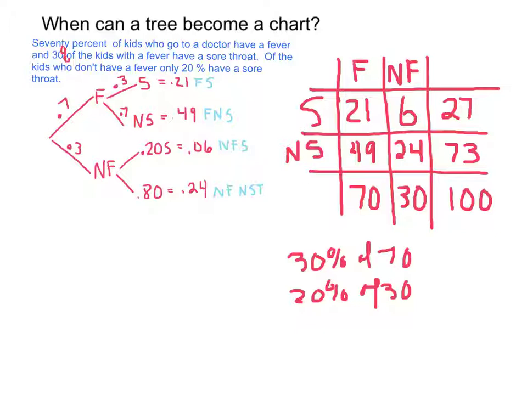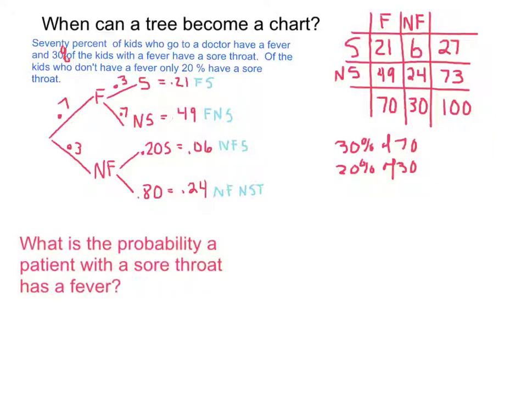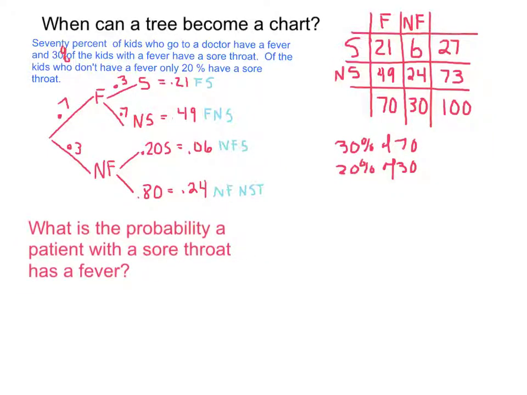And now what I want you to look at is how hard or easy it is to answer the following question. What is the probability a patient with a sore throat has a fever? If I answer this question in the chart, I'm looking at patients with sore throats, I'm looking right here. That is 21 out of 27, and 21 out of 27 comes out to 77%.